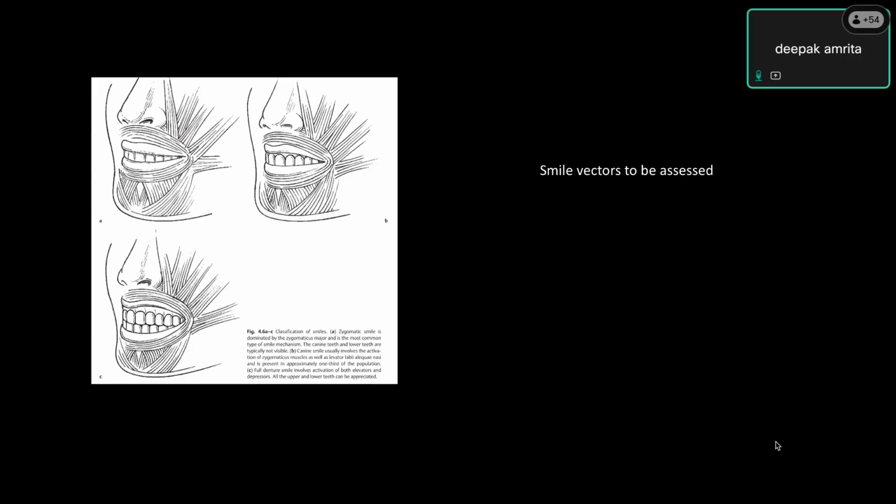The last thing that you have to remember is something called smile vector assessment. This is how you would reanimate the affected side. One of them is the zygomaticus smile. The second smile is the canine smile. And the third smile is the full denture smile. So based on these three different smiles on the normal side, we have to reanimate the opposite side. We will discuss this in the subsequent presentations.